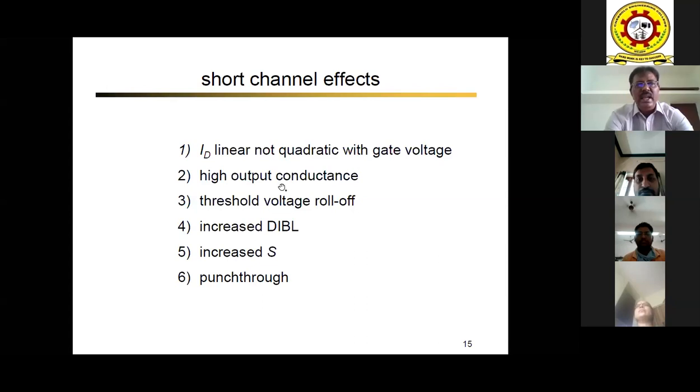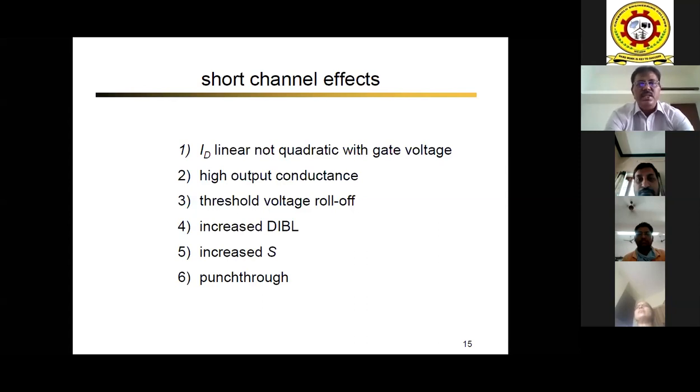Then high output conductance. This is actually not a welcoming parameter. A high output conductance can easily drive the impact on other neighboring circuits, isn't it? So we must always have a high output impedance, so that your circuit doesn't get affected by other neighboring circuit parameters like fan in and fan out.